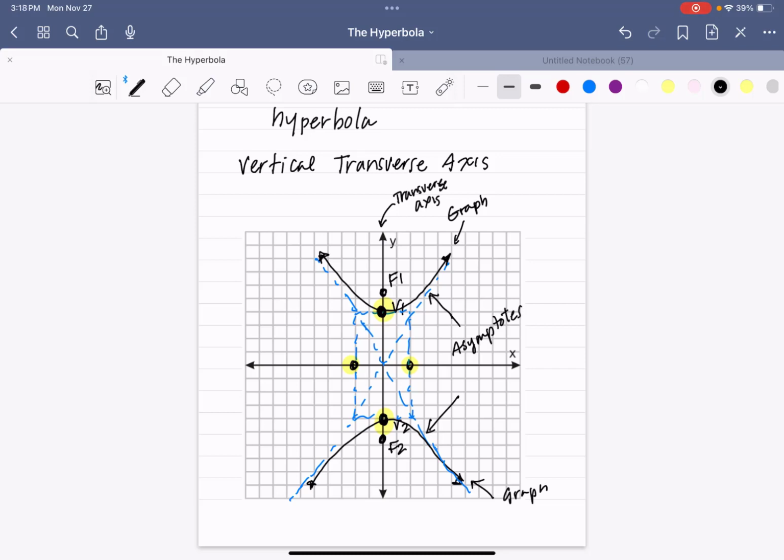And once you draw a couple of these, drawing in the box and getting your two vertices on the transverse axis, it's really easy because you just draw the curve close to the asymptote through the vertex. But you've got to be sure to identify what your transverse axis is so you know where to put your vertices, because you've got these guide points too.